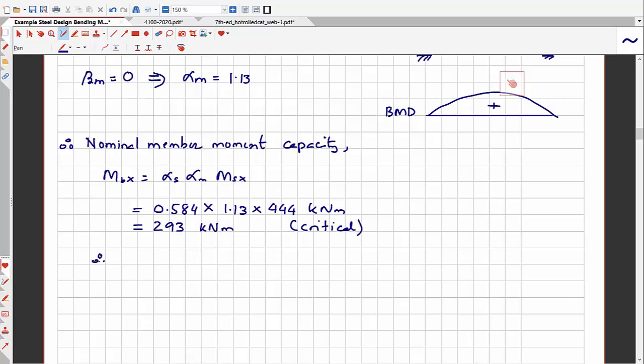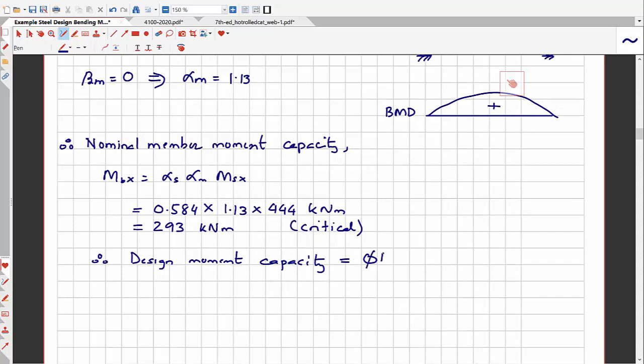Therefore, the design moment capacity of this beam is the smaller of the two, that is phi M_bx in our case, where phi is the strength reduction factor for steel, 0.9. This comes out to be 263.7 kilonewton meter. Now that is our design moment capacity of the section, taking the lateral torsional buckling into account.